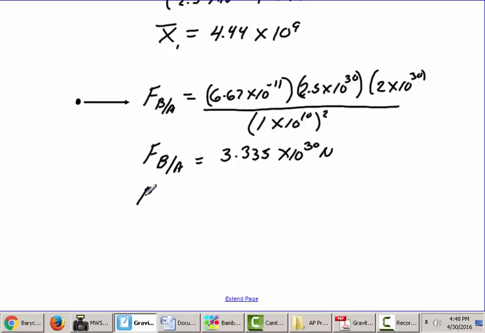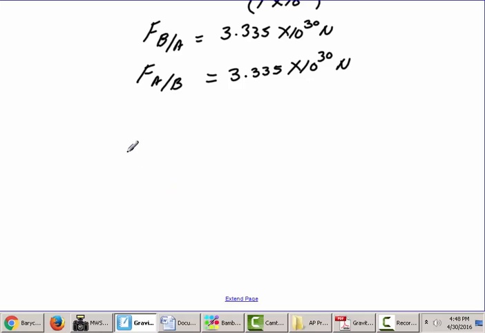Now obviously the force of A onto B is going to be the same thing but going in the other direction. Now what you're going to do is set this up like I worked this problem before: set the force equal to mass times centripetal acceleration. So again, I'm going to take this force of B onto A and set it equal to the mass of A times velocity squared divided by the radius.